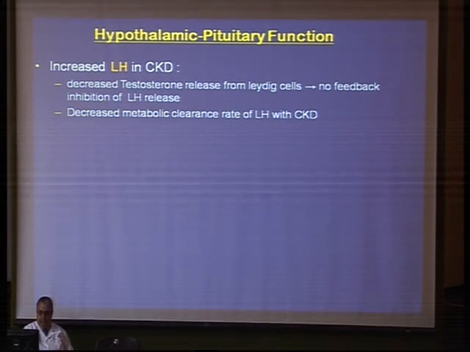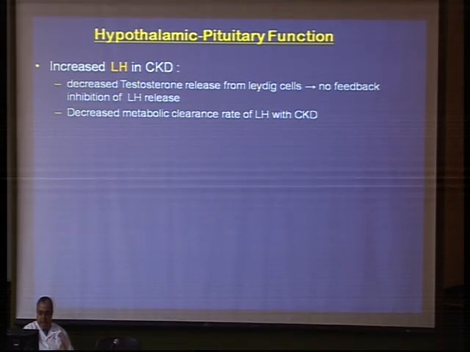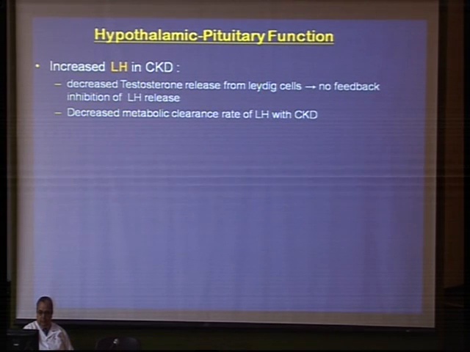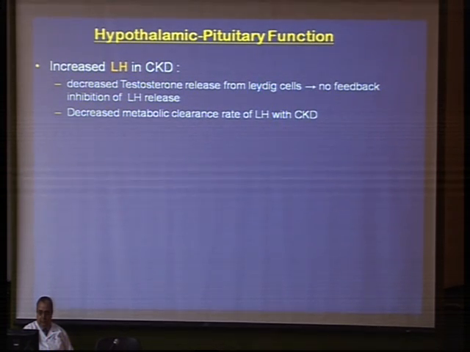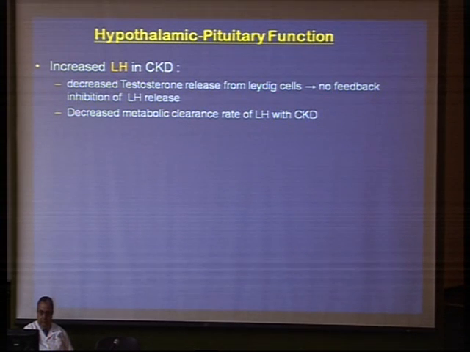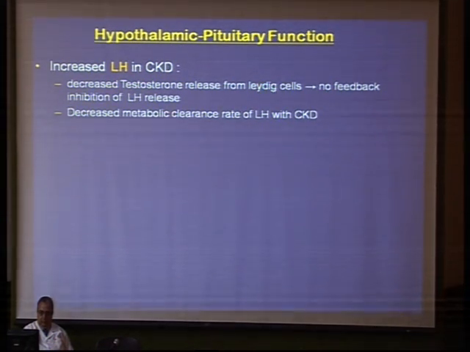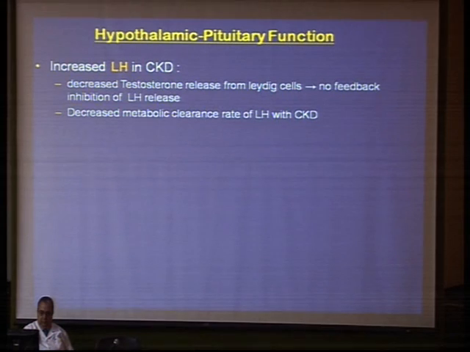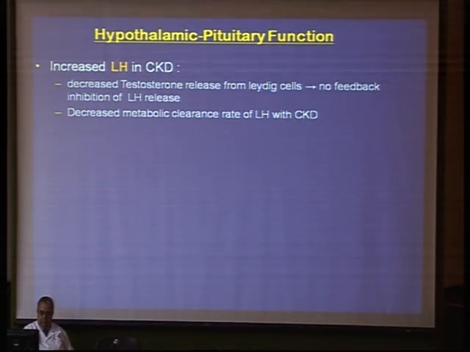What happens with the axis, FSH and LH, luteinizing hormone and follicle-stimulating hormone? In patients with CKD, LH is increased due to decreased testosterone release from Leydig cells, so there is no feedback inhibition of luteinizing hormone and more LH is released, along with a decreased metabolic clearance rate of luteinizing hormone in CKD.